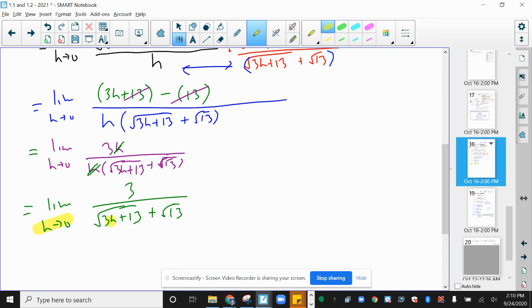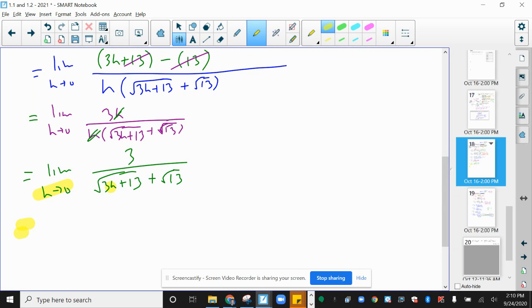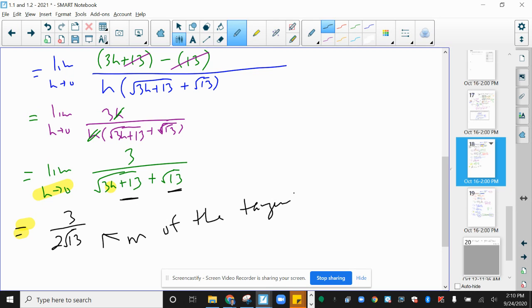Try to sub in 0 for h. That doesn't give any problems. Sorry. There we go. So now we've subbed in, so I'm no longer going to write lim in front anymore. So that's 3 over 2 root 13. You're getting root 13 here and another root 13 there, so that's 2 of them. Okay, so there is our slope of the tangent at x equals 5.